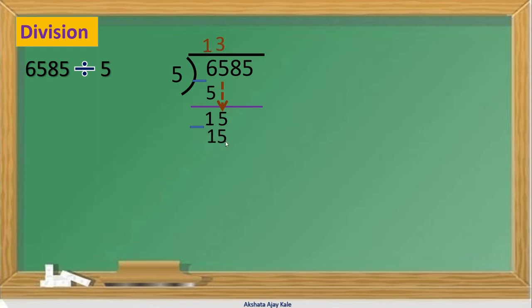Now 15 we will write down. So 15 minus 15, that is 0. Now what we will do? We will move to the third number, that is 8. We will take this down.